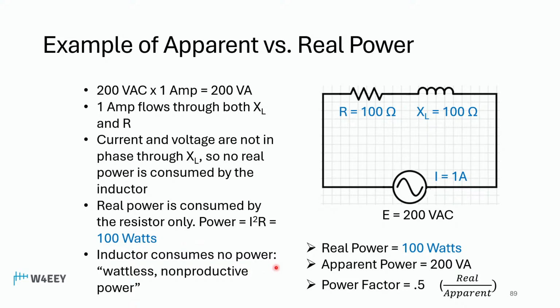The inductor consumes no power. Remember, it's wattless, non-productive power. So the real power is 100 watts. Apparent power is 200 volt amps. And the power factor, we won't have to calculate any of these, but it's 0.5, the real over the apparent power.